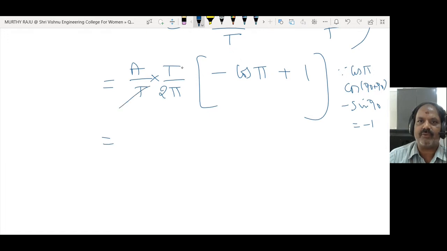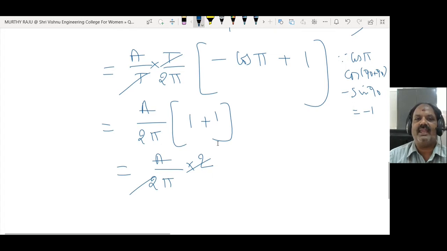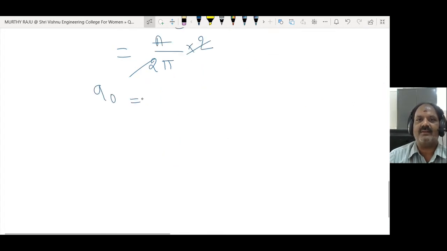Substitute minus 1 in that expression. A by 2 pi, minus into minus plus, A by 2 pi into 2. The 2s cancel. Therefore, finally, the a naught value is A by pi. Next step is to find a naught, a n.